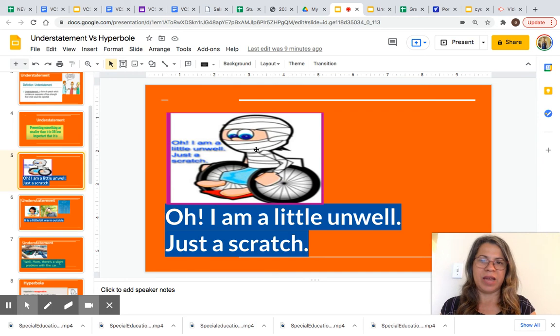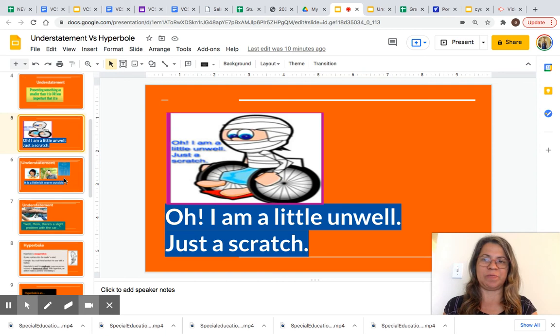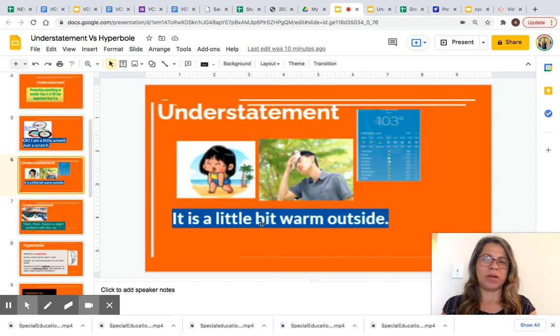This lady is in a wheelchair and it seems like she got hurt very badly, but she's saying, oh, I'm just a little unwell, just a scratch. So she's being ironic and she's making it seem smaller than it is. She's making the situation seem less important than it is. Let's look at this example.